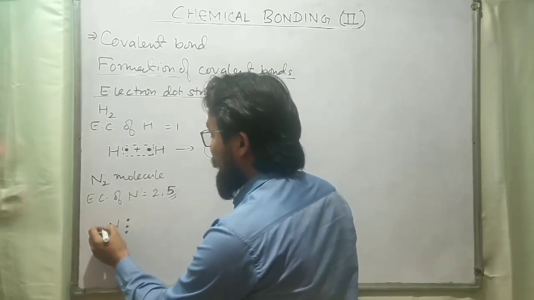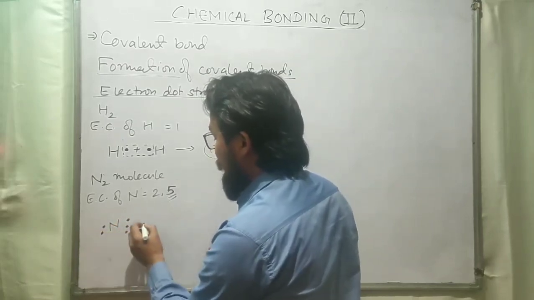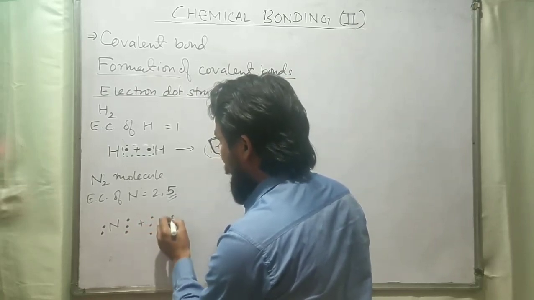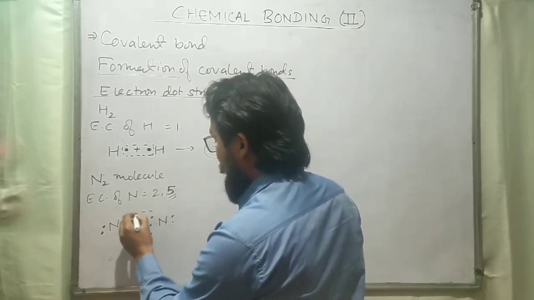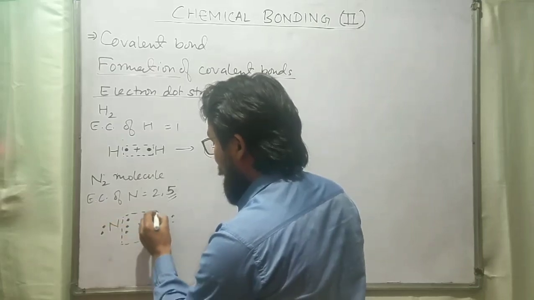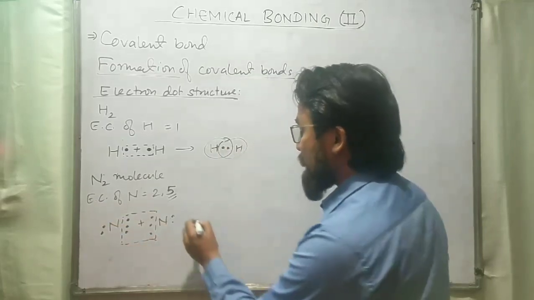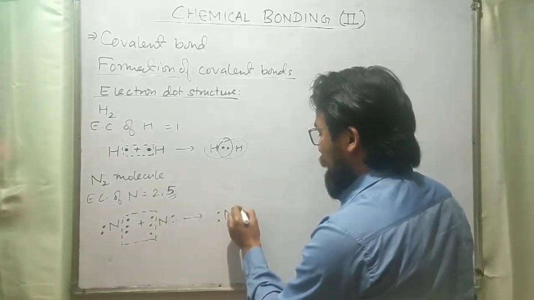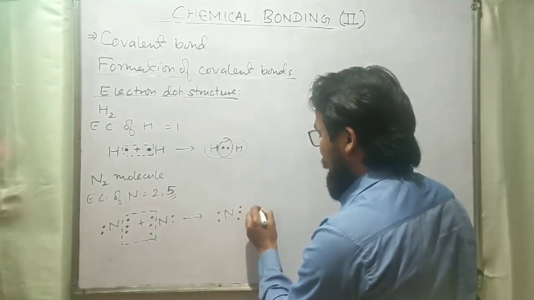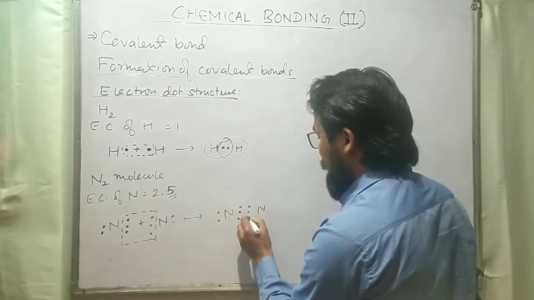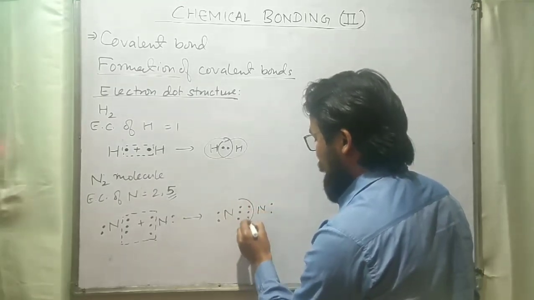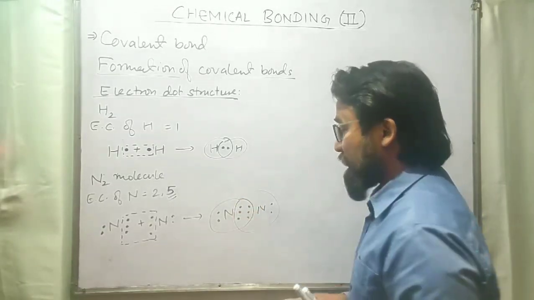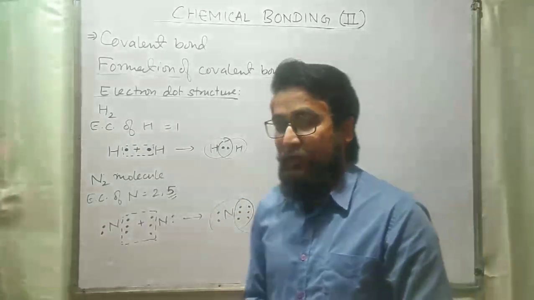So 1, 2, 3, 4, 5 electrons in the outermost shell of one nitrogen, plus the other nitrogen 1, 2, 3, 4, 5. So they will share 3 electrons each. These 6 electrons will be shared between these 2 nitrogen atoms. So you can see both the nitrogen atoms will have 8 electrons each now. So this is how the N2 molecule is formed.